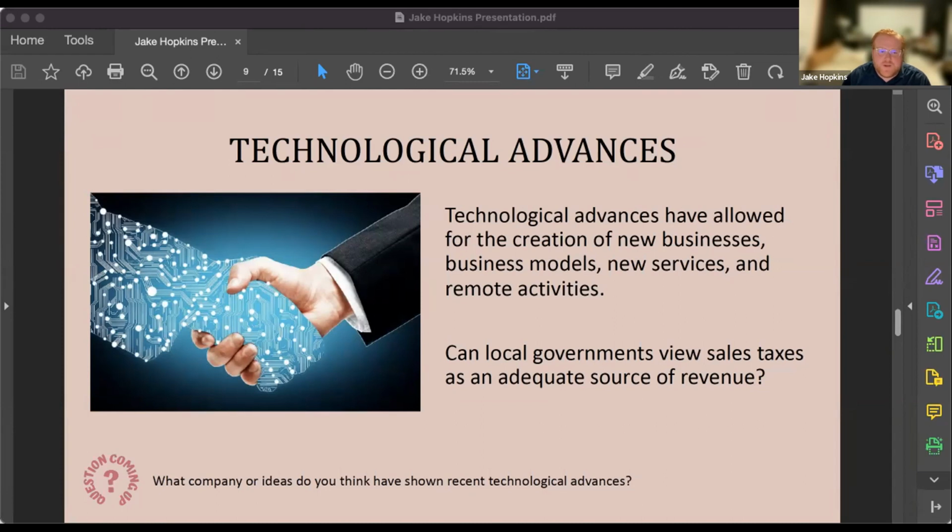So it really does bring up the question: can local governments view sales tax as an adequate source of revenue during these technologically advanced ages? I wanted to bring this up again. Lots of questions here, hopefully lots of good feedback on your part. What companies or ideas do you think have shown recent technological advances? Or what are things that you did in your jobs during COVID-19 that utilized technology to conduct business during a period of time when it was much harder to?